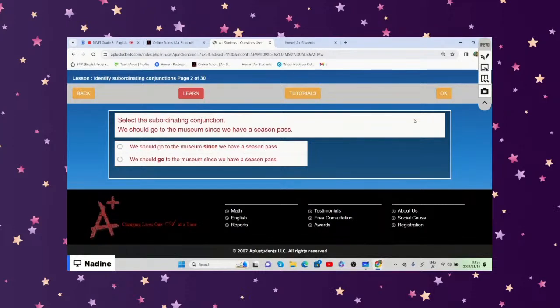We should go to the museum since we have a season pass. Is it since or go? Since or go? And remember our subordinating conjunction introduces our dependent clause.